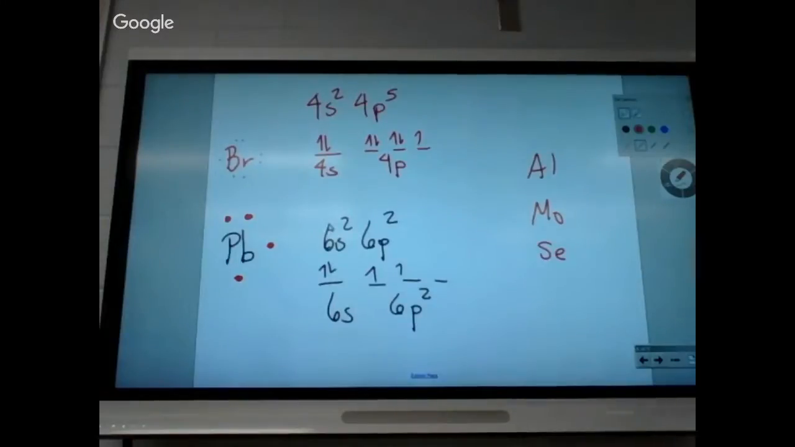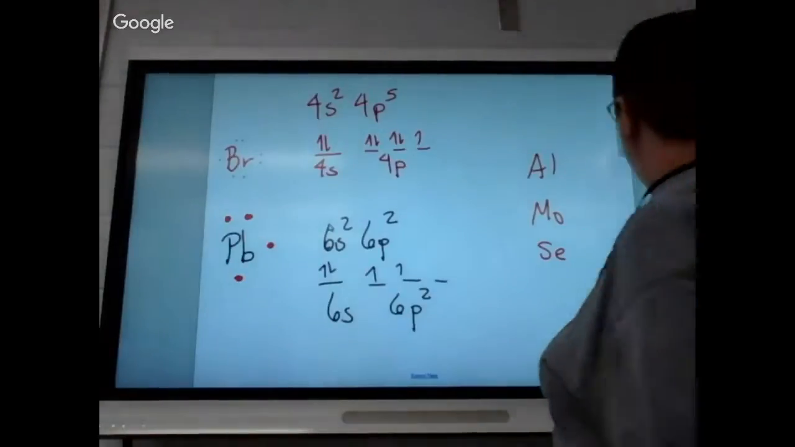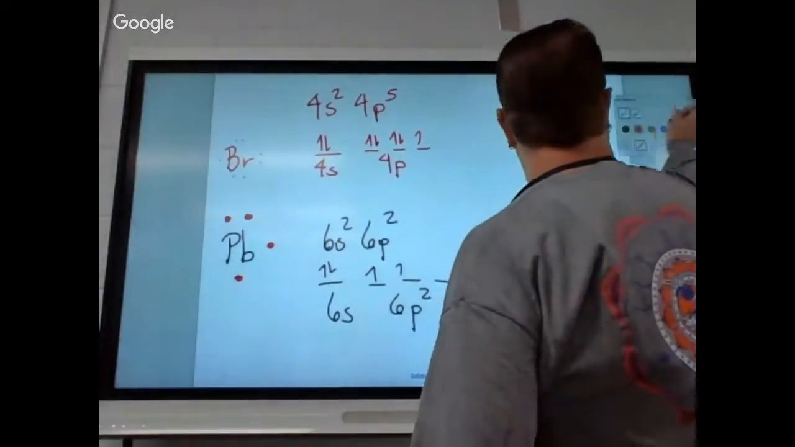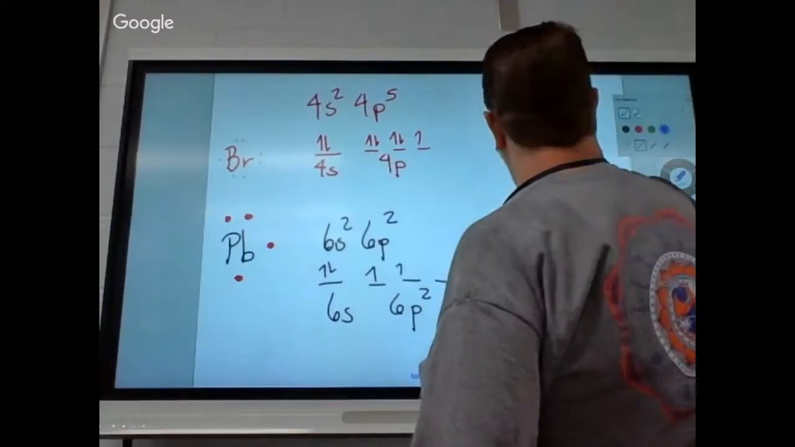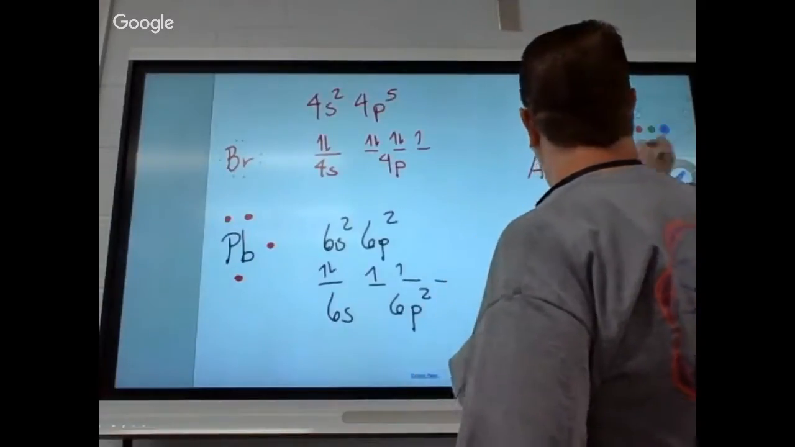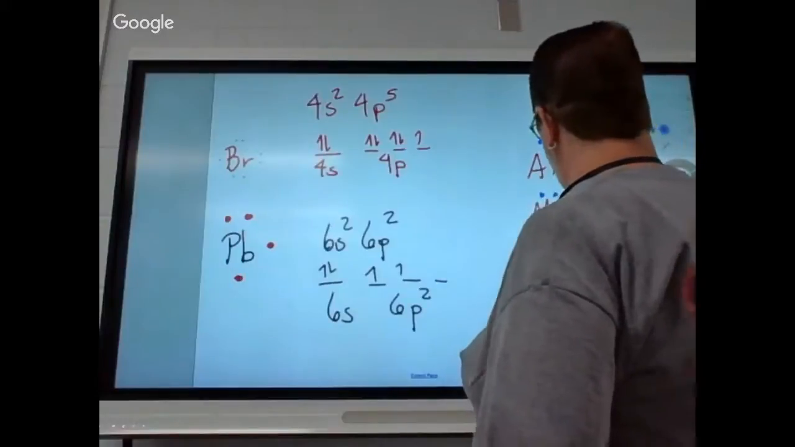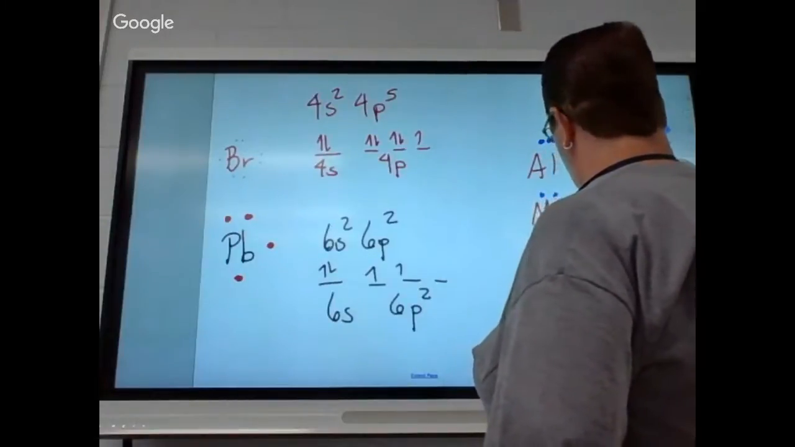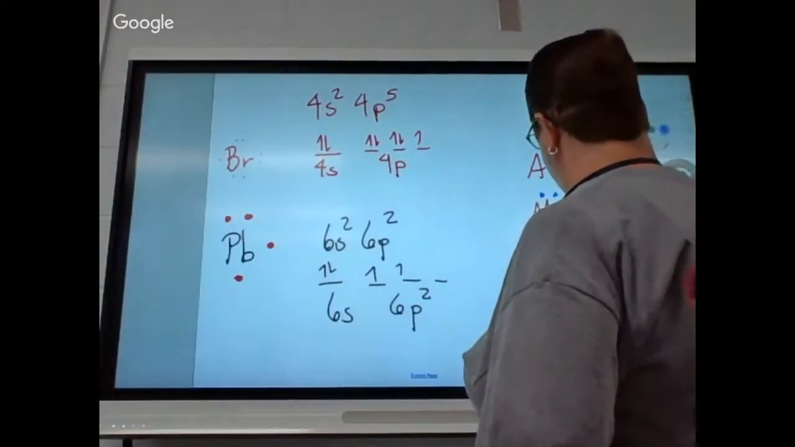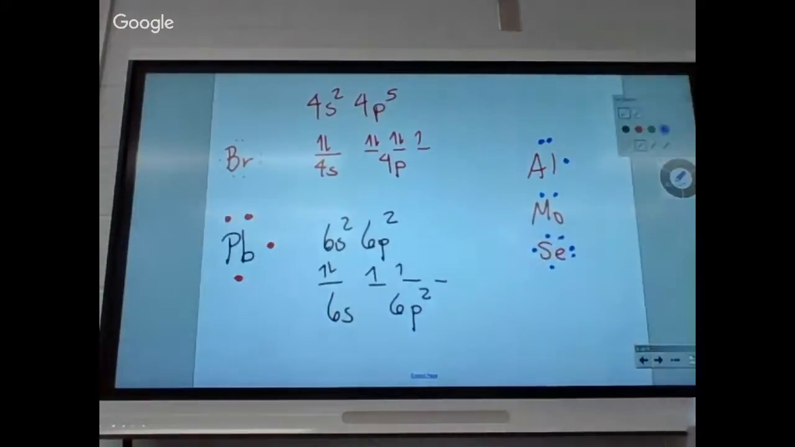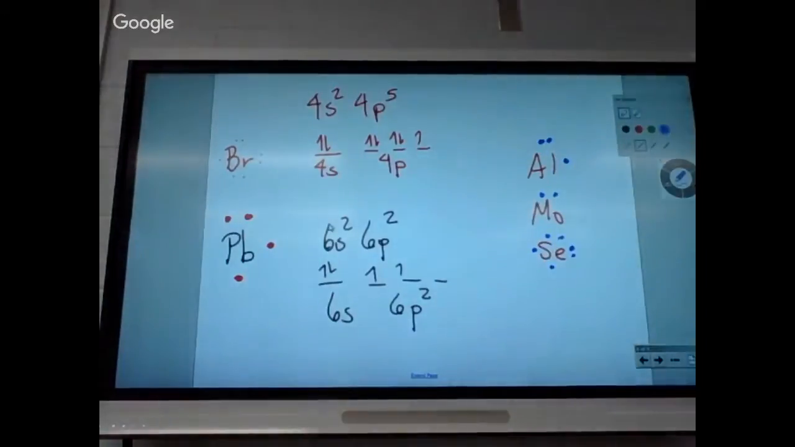All right. Does everybody have what they want? Done. So aluminum has 2 and 1. MO has 2, and SE has 2, 2, a single, and a single. Questions? Yes, no?